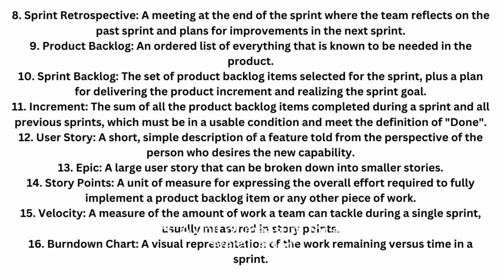14. Story Points, a unit of measure for expressing the overall effort required to fully implement a product backlog item or any other piece of work. 15. Velocity, a measure of the amount of work a team can tackle during a single sprint, usually measured in story points. 16. Burndown chart, a visual representation of the work remaining versus time in a sprint.